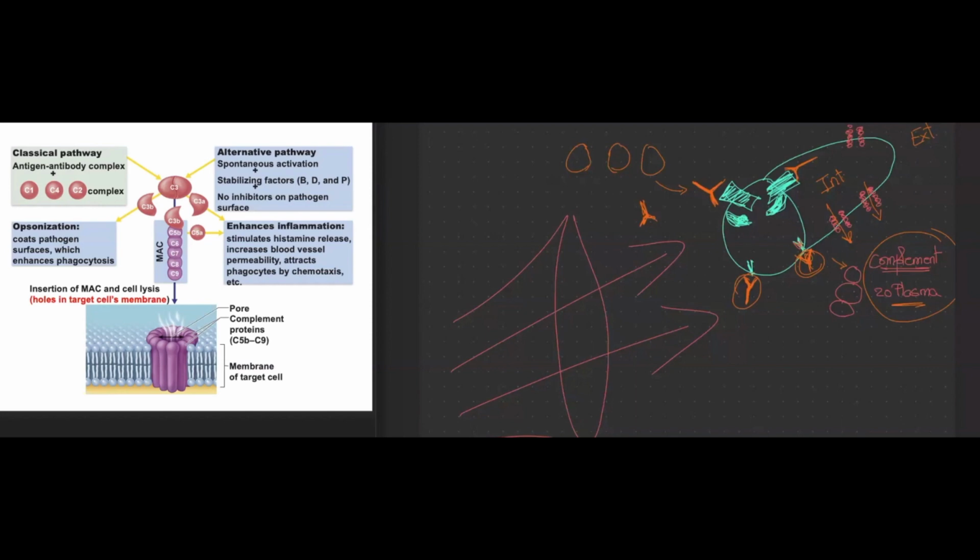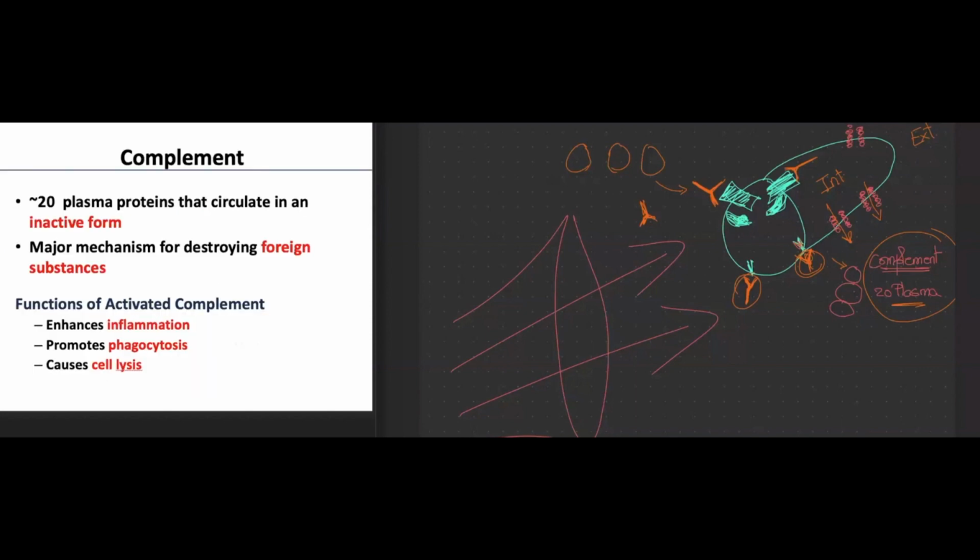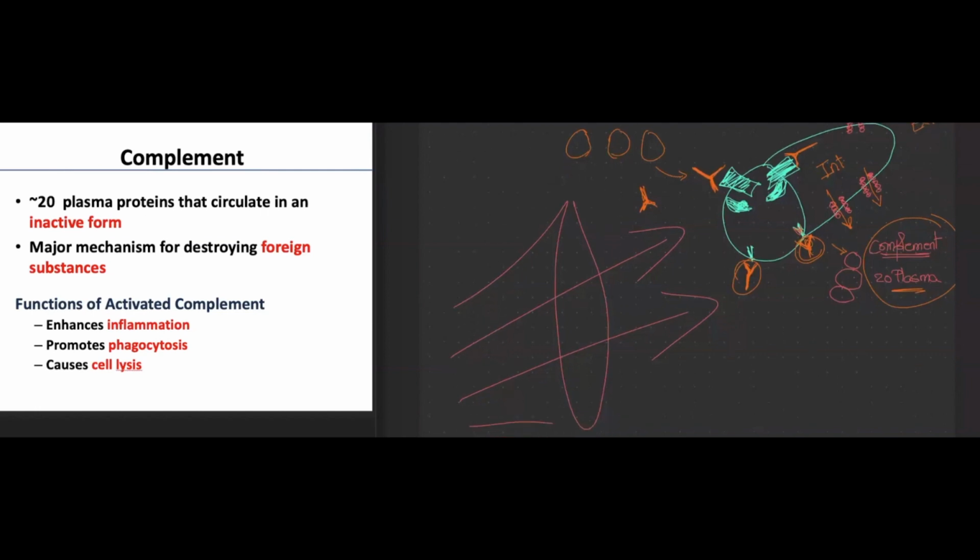All right, so again, three major effects of the complement complex: enhancing inflammation, promoting phagocytosis by opsonization. It's like putting a sugar coat on top of the bacterial cell for the macrophage to come and engulf. The other thing is forming those pores, those channels within the cell membrane, which will allow you to disturb the metabolism of the bacterial cell, causing its cell destruction, its cell lysis.